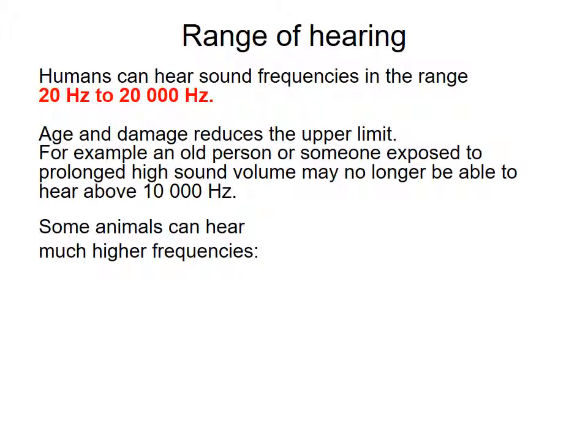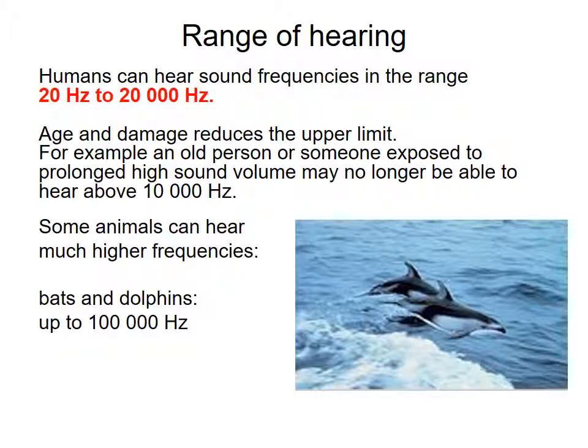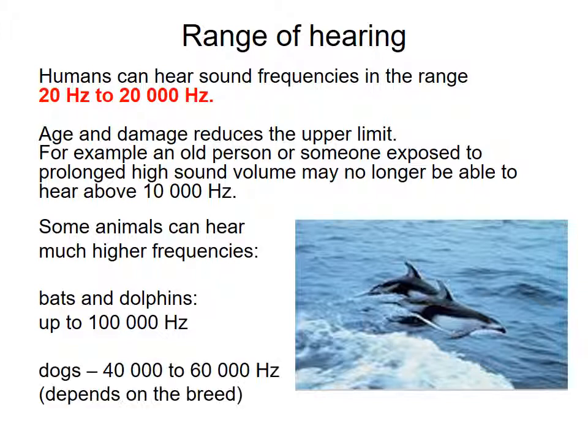And some animals, of course, can hear higher frequencies. For example, bats and dolphins can hear up to 100,000 Hz. And dogs between 40 and 60,000 Hz. That's how a dog whistle works, okay? You blow a dog whistle, you can't hear anything because your upper range is 20,000 Hz, but it makes the dogs go crazy because their upper range is between 40 and 60,000 Hz, which they can hear, but you can't.